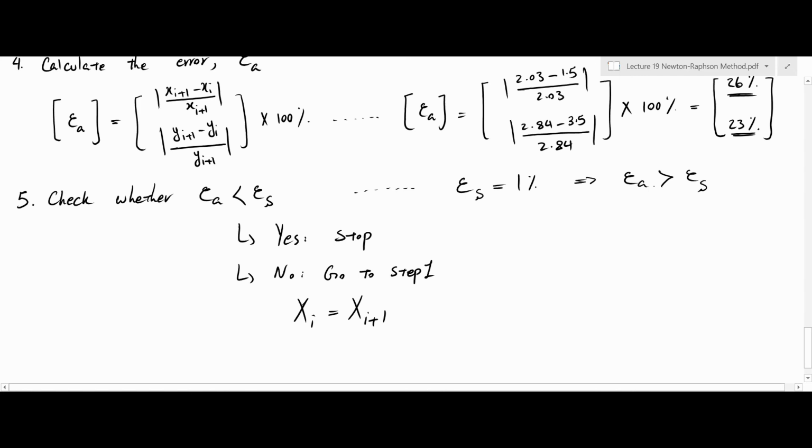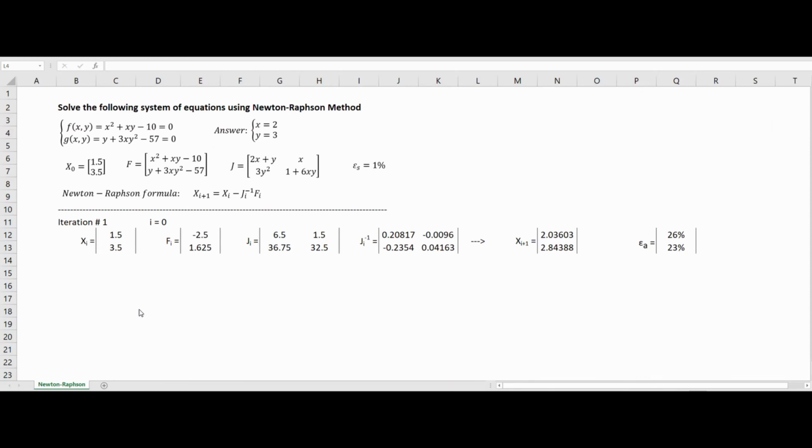Well, let's stop in here. I'll make an Excel sheet to continue the iteration until convergence. Okay, I created this Excel sheet just to continue the iterations. In here, the system of equation and the answer are given. Technically, we don't know the answer, but this is just for the sake of comparison. And our initial guess is x equal to 1.5 and y equal to 3.5. And we already explained the definition of matrix F and the Jacobian matrix. And our pre-specified tolerance is 1% for both x and y.